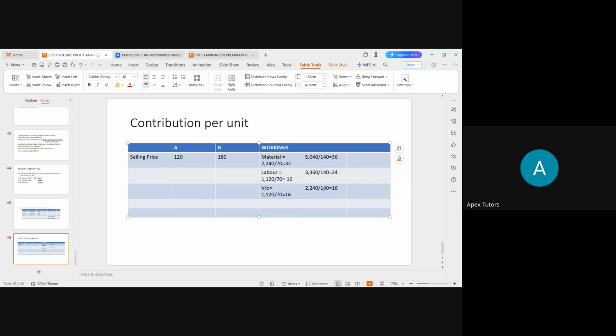So in total for product A, the variable cost should be 64. Okay, sorry, 64. And for B, it's 76. So what will be the contribution? Selling price minus variable cost. 56 and 104.